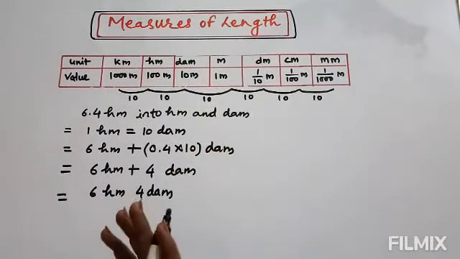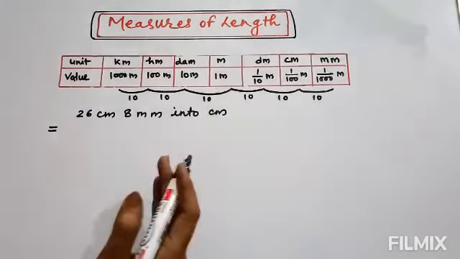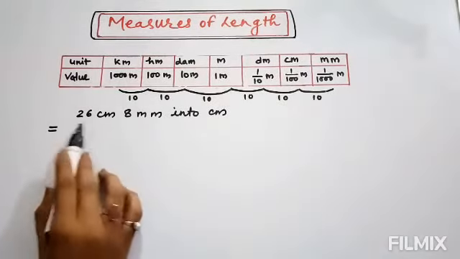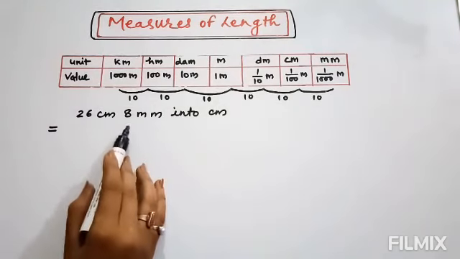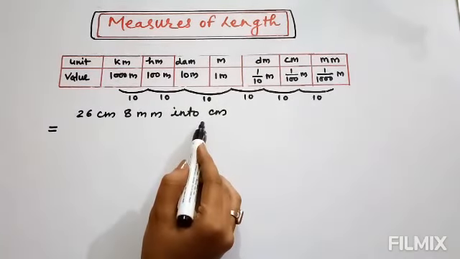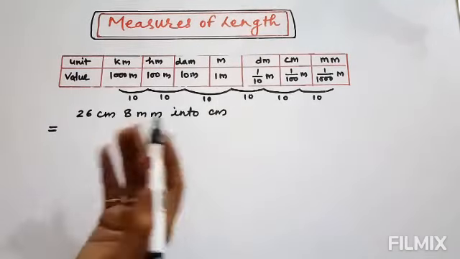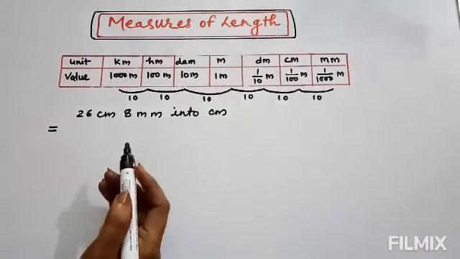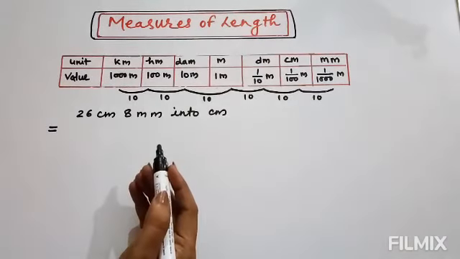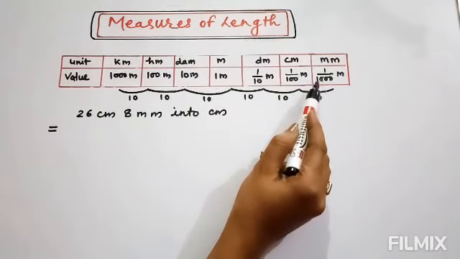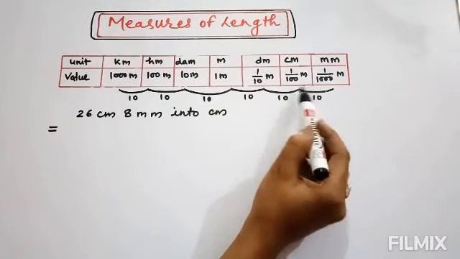Now we'll do conversion of lower units into higher units. Take this question: 26 centimeter, 8 millimeter into centimeter. In this question we will convert millimeter into centimeter. As you can see, 26 centimeter is already given in the form of centimeter. So what we will do? We will divide 8 millimeter by 10, as 1 millimeter is equal to 1 upon 10 centimeter, because you can see the 10 between this column.